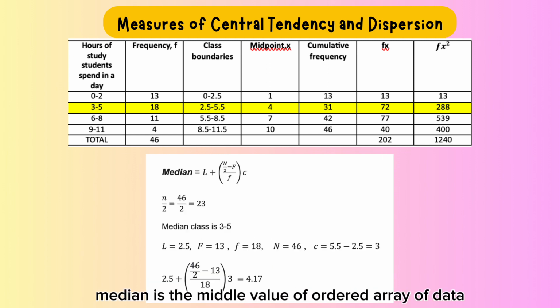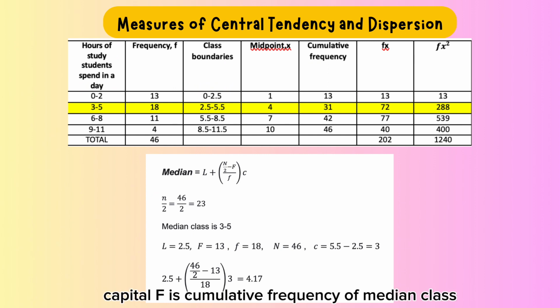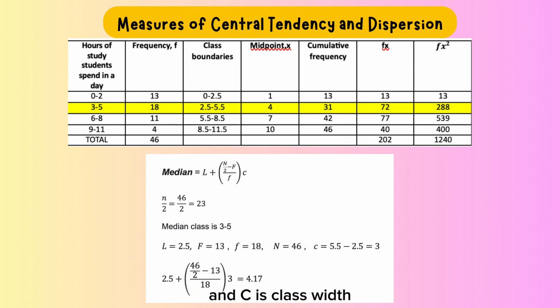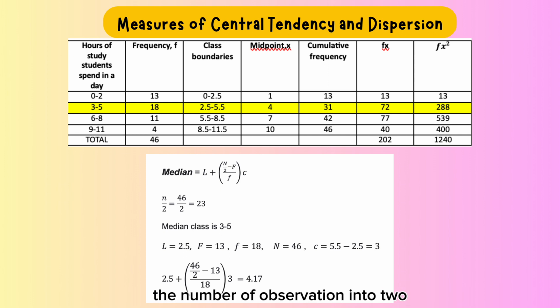Next, median. Median is the middle value of ordered array of data. To calculate the median, the formula used was L plus bracket N over 2 minus capital F over f in brackets times C. L is the lower boundary, N is the total number of observation, capital F is cumulative frequency of median class, and C is class width of median class. Before that, don't forget to calculate the median class by dividing the number of observation into 2. Therefore, 6.25 is our median value.